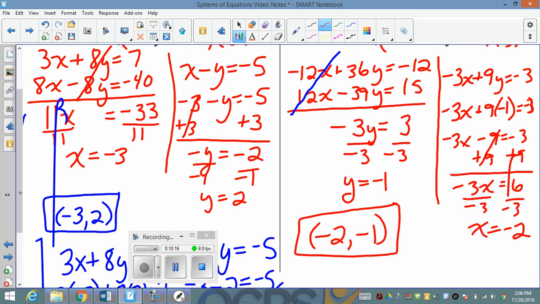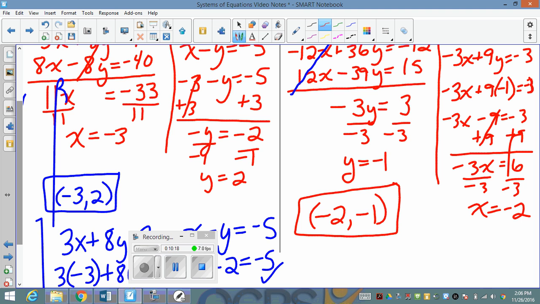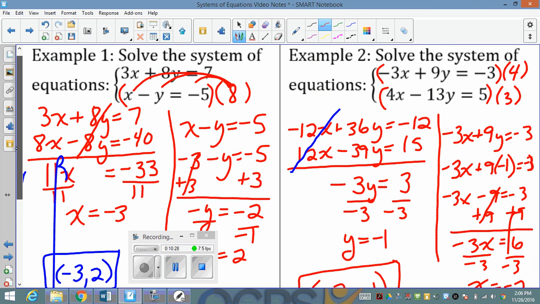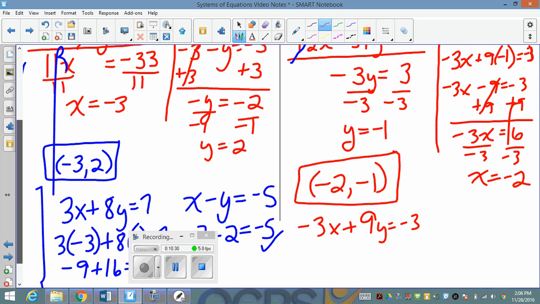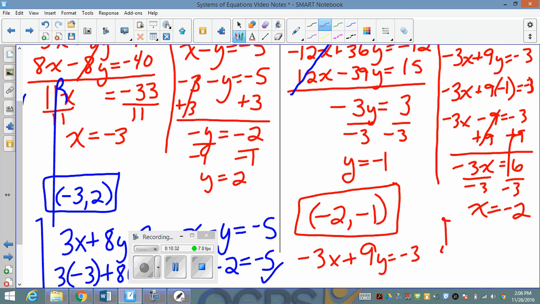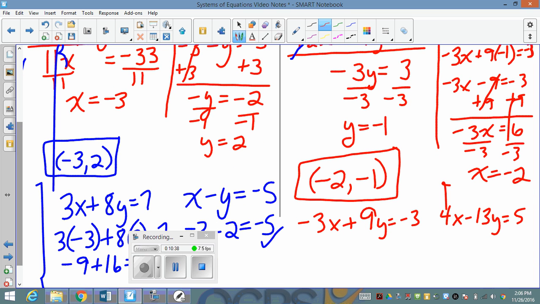And again, we can do a check. So my two equations: -3x plus 9y equals -3, and 4x minus 13y equals 5. This is me just checking. Once I get to here, I've got my answer. Now I'm just checking to make sure I did it right.